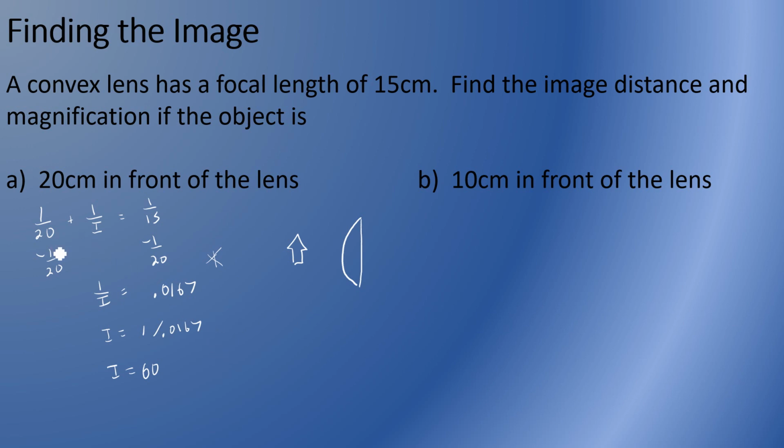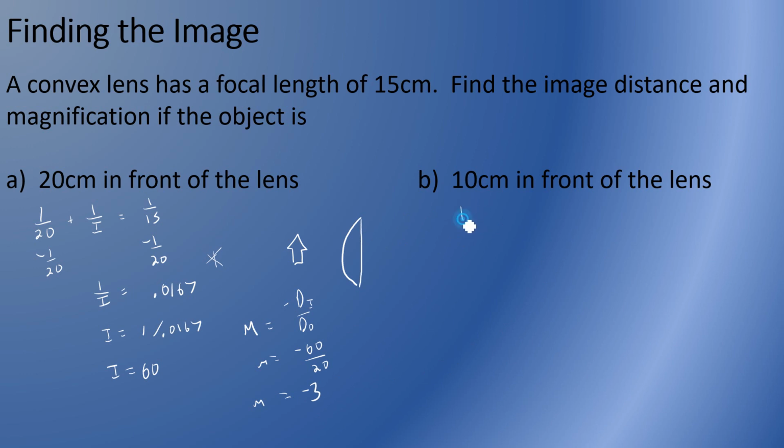So let's see. We want a magnification now. So the magnification is negative image distance over object distance. So negative 60 over 20. So negative 3 is our magnification. Okay, so that would also mean flipped upside down. Probably. I think that's the case anyway.